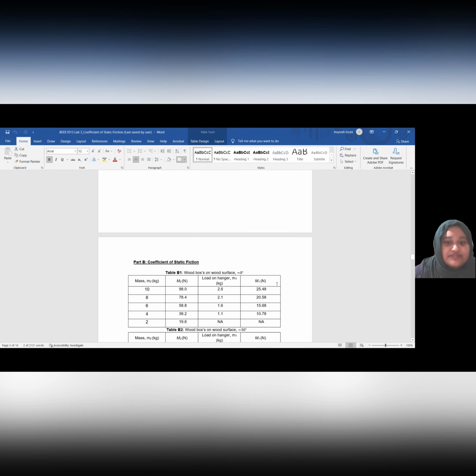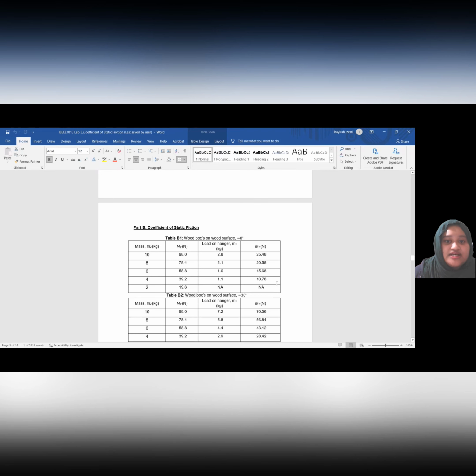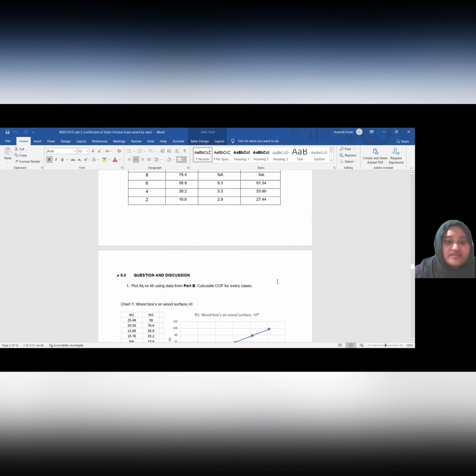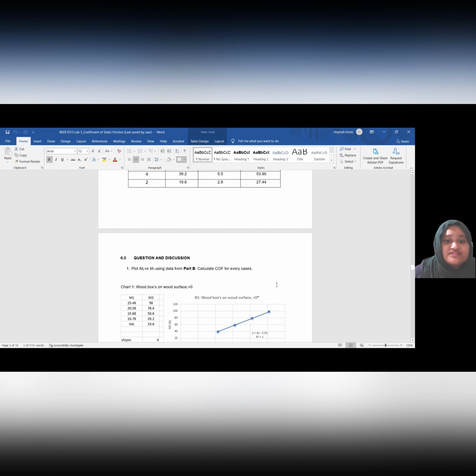This is the table for part B, coefficient of static friction: table B1, table B2, table B3, and table B4. This is the question and discussion. Number 1, plot M2 versus M1 using data from part B. Calculate the COF for every case.